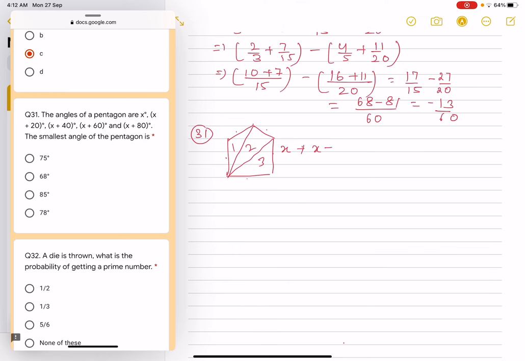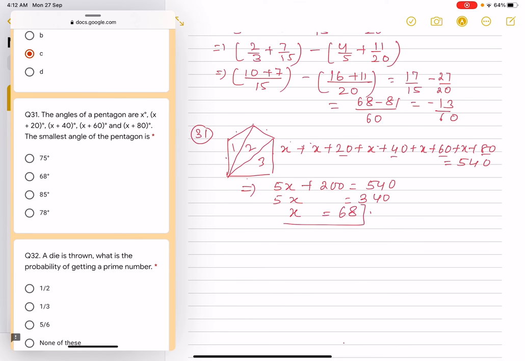So x plus 20, x plus 40, we have to be fast, x plus 60 plus x plus 80 equals 540. If you simplify, 1, 2, 3, 4, 5x is there, then it is 20, 40, 60, 60, 120, 120, 80, 200, that is 540, 5x is 340, so x will be 68. That means 68, B option will be correct.